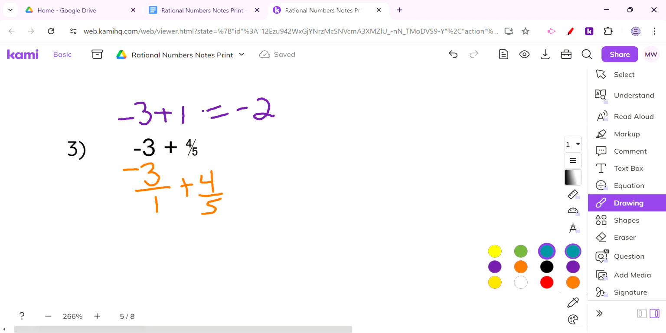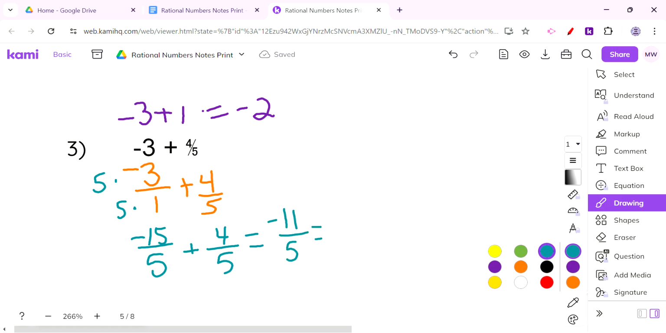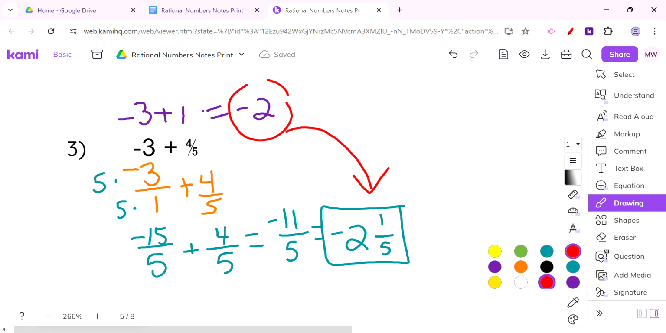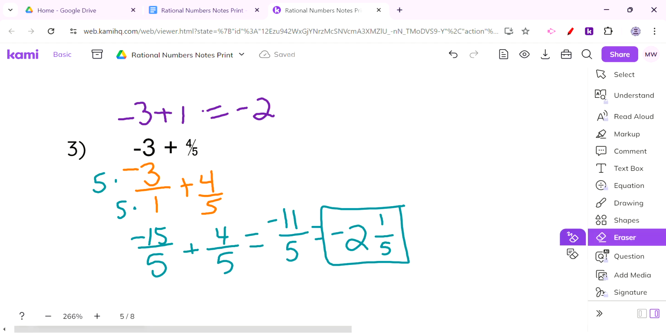All right, so my common denominator here is 5. So I'm going to multiply each of these by 5, and then I get -15 over 5 plus 4 over 5. So -15 plus 4 gets me -11. 5 goes into 11 2 whole times with 1 left over. All right, and now if we take a look, our estimate is close to our answer, so we know that we probably have it right.